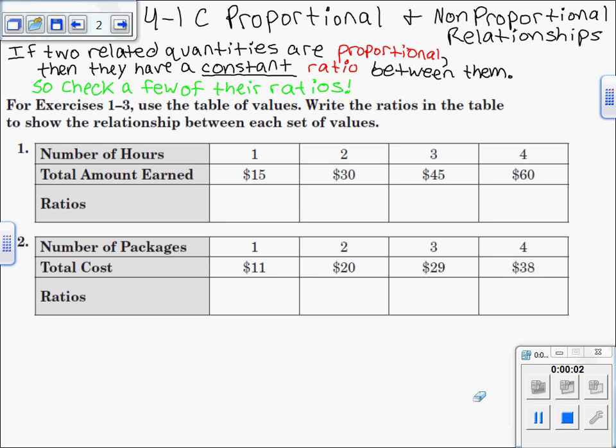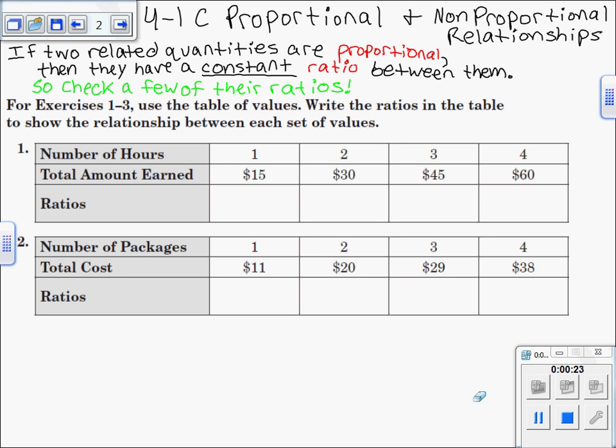All right, so let's talk about proportional and non-proportional relationships. Now, we're going to learn later in chapter 4 and also later in math how to solve a lot of situations using proportions. However, if you're going to use a proportion to solve something in a situation, that situation has to be proportional to begin with.